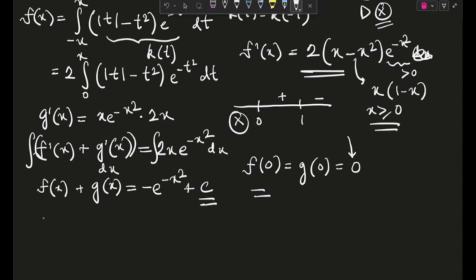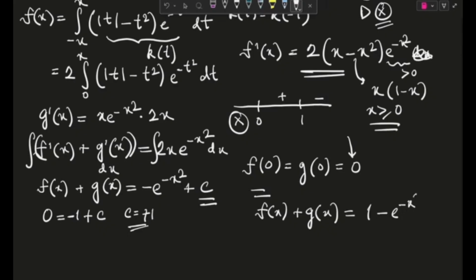Anyways, if we put these values, we have 0 plus 0 is 0, equal to e power 0 is 1 plus c. So basically our c becomes minus 1. Or rather, it's not minus 1, this was minus 1, so c equals plus 1. So our f of x plus g of x comes out to be 1 minus e power minus x square.